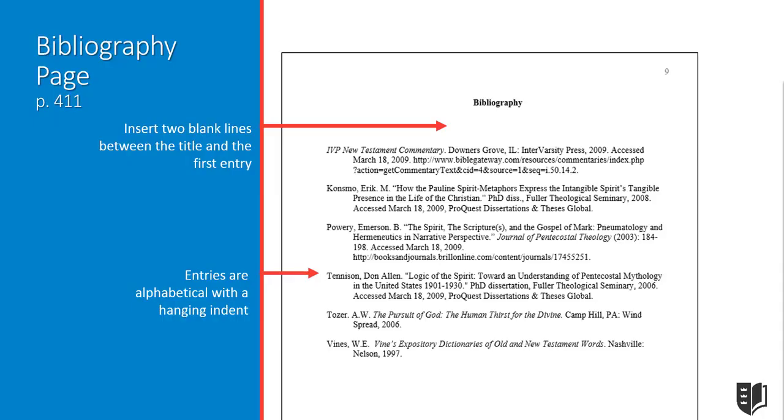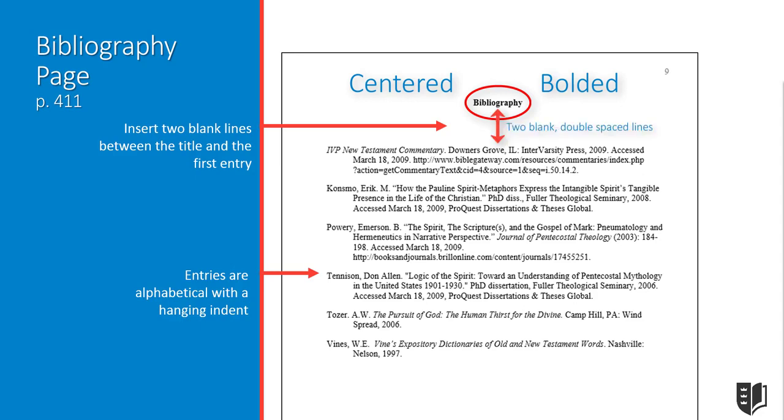Finally, the bibliography page of your paper should appear on its own separate page immediately following your last page of text. It should be titled Bibliography and appears centered and bolded if using the notes-bibliography citation style. There should be 2 blank, double-spaced lines between the title and the first bibliography entry. All entries in the bibliography should be alphabetized according to the last name of the first author.